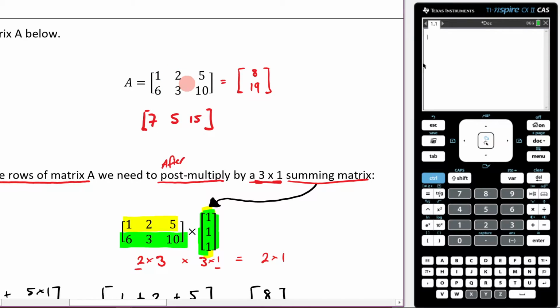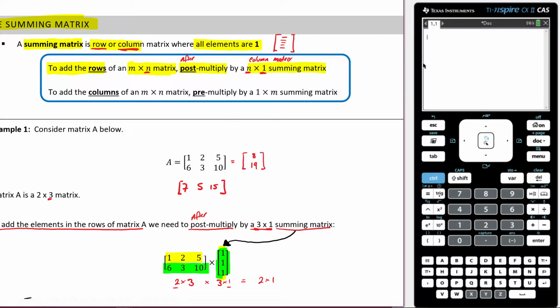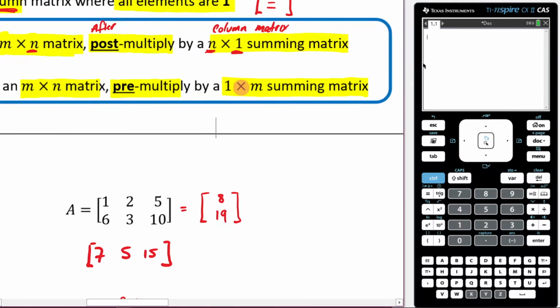Now, how do we go about this? Well, we have to read this sentence right here. It says, to add the columns of an m by n matrix, pre-multiply by a 1 by m summing matrix. Let's break down each of those words. So this time we're adding the columns of an m by n matrix, and we're going to achieve this by pre-multiplying. What does this mean?